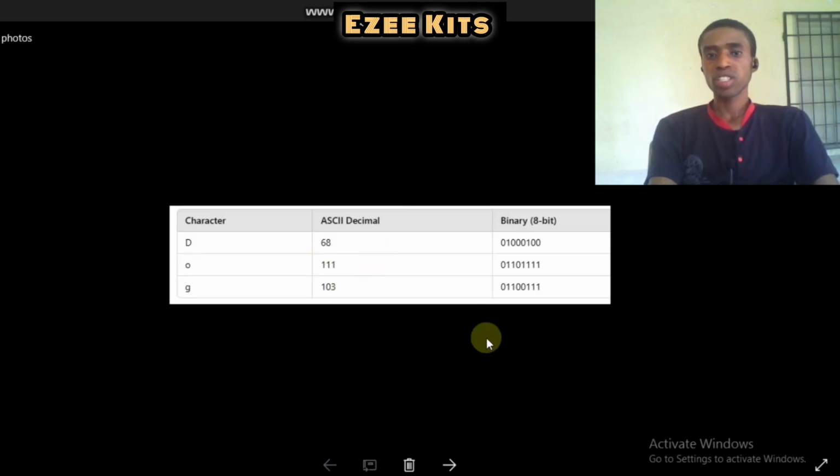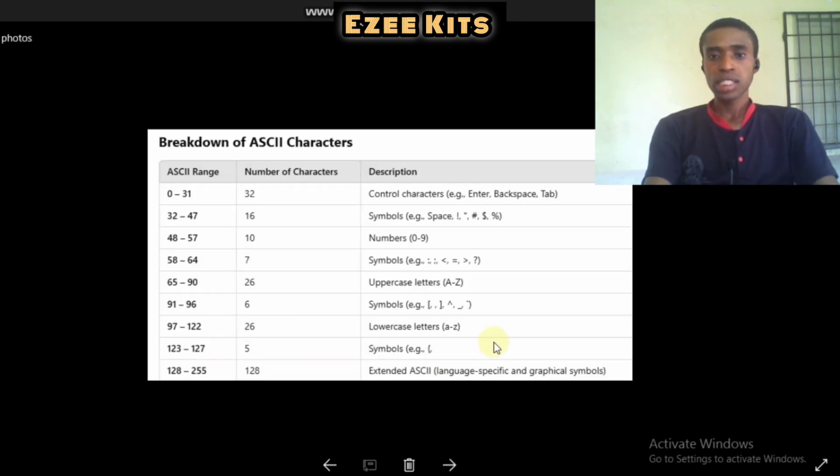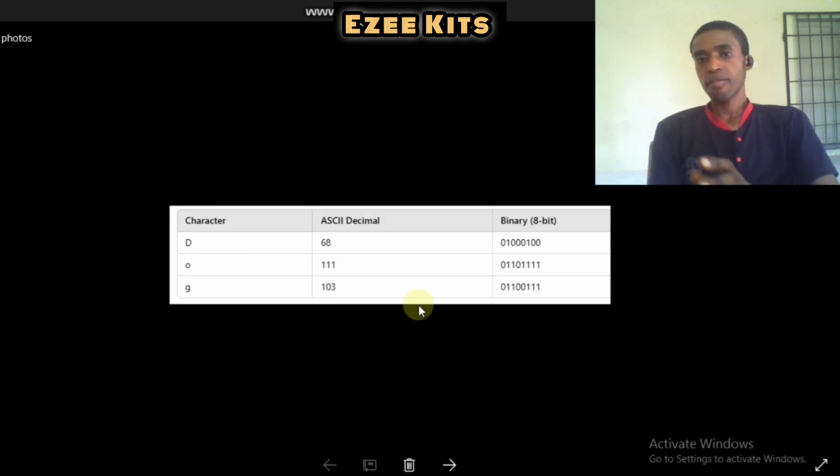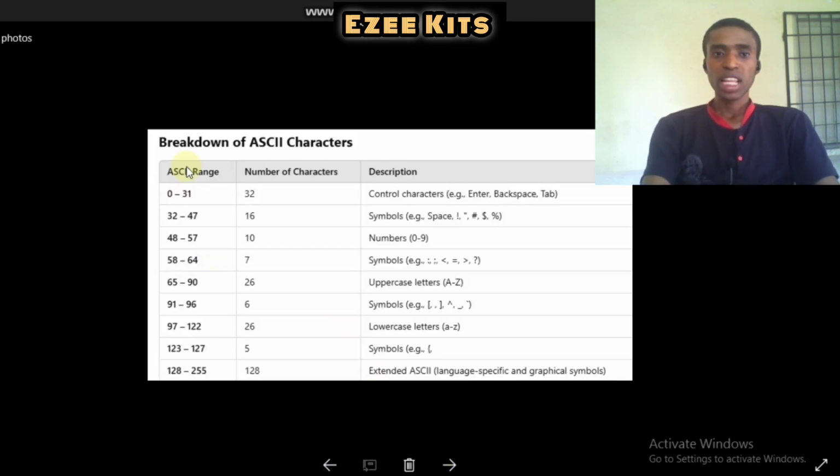Let's do the same for G: A, B, C, D, E, F, G. That is 7. If we add 7 to the lower case starting point of 97, we know it's going to give us 104, remembering that this range starts from 0.